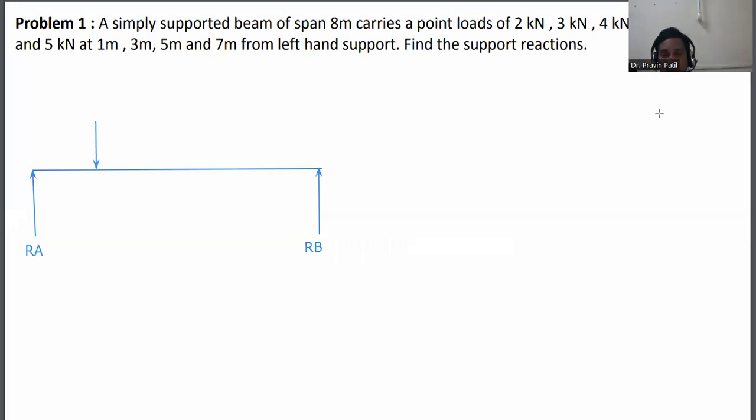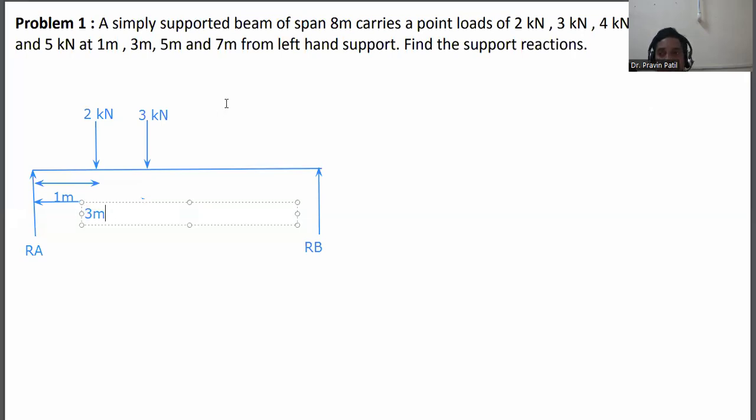First, a 2 kN load acts at 1 meter from the left hand support A. Then the second one, a 3 kN load, acts at a distance of 3 meter from the left hand support.